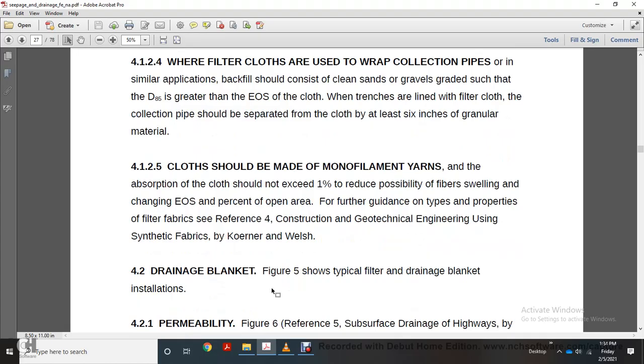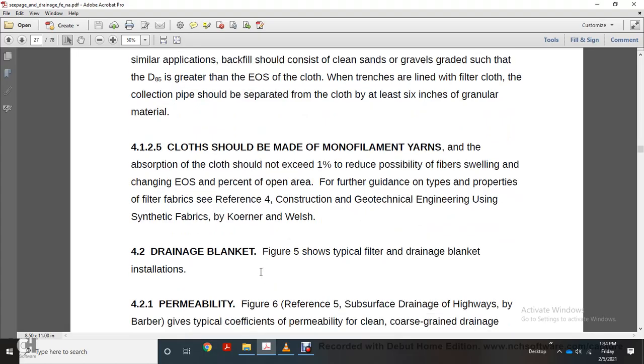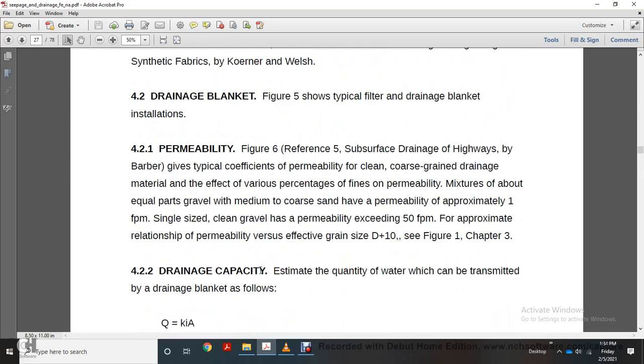Drainage blanket. Figure 5 shows a typical filter drainage blanket installation. Permeability: reference 6 and reference 5, Subsurface Drainage for Highways by Barber, give the typical permeability of clean and coarse-grained drainage material and the effect of various percentages of fines on permeability. A mixture of about equal parts of gravel and coarse sand has a permeability of approximately 1 foot per minute. A single-sized clean gravel has a permeability that exceeds 55 feet per minute.